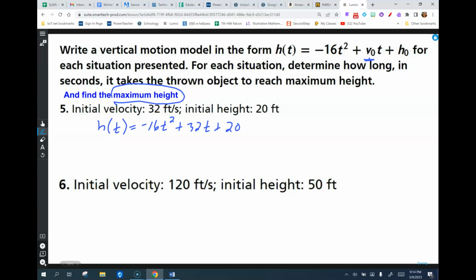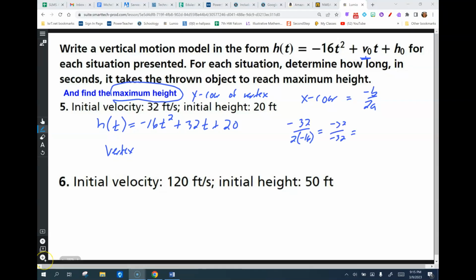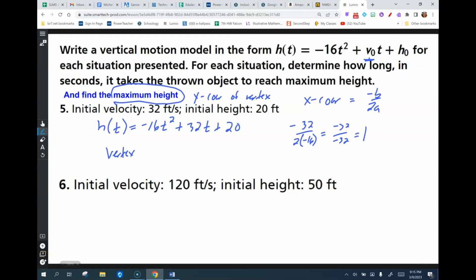So the maximum height means that we have to find the vertex. And we actually have to find the y-coordinate of the vertex. So we first have to find the x-coordinate of the vertex. And in order to find the x-coordinate of the vertex, we have to use negative b over 2a. Go. So did you find out the x-coordinate was 1? That's right. So my vertex, therefore, is going to be 1. And that's how long it would take to hit the maximum height.